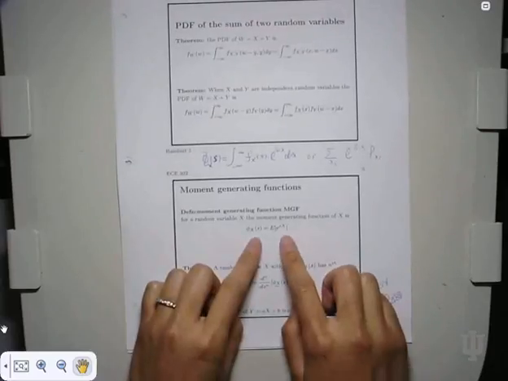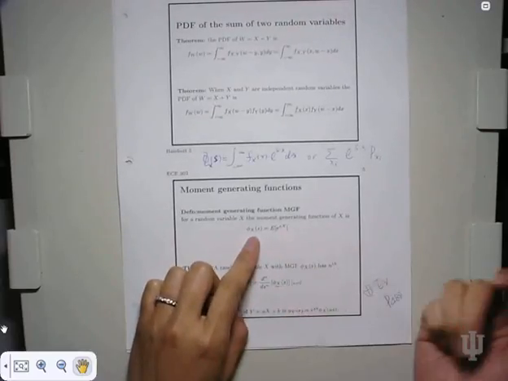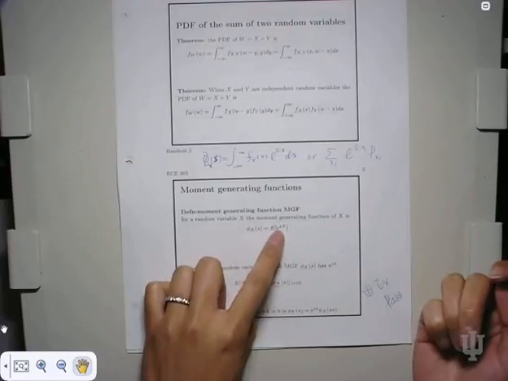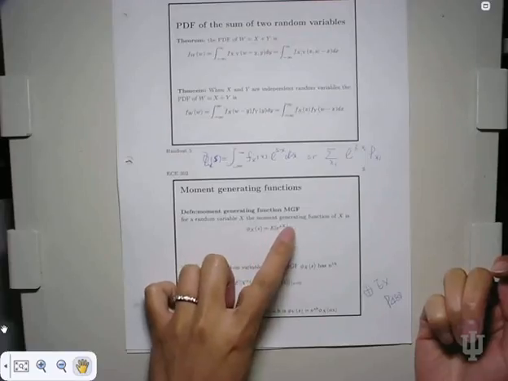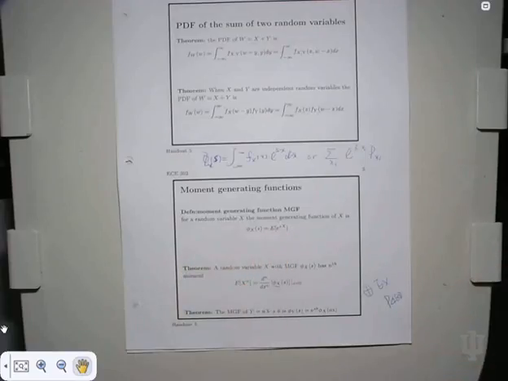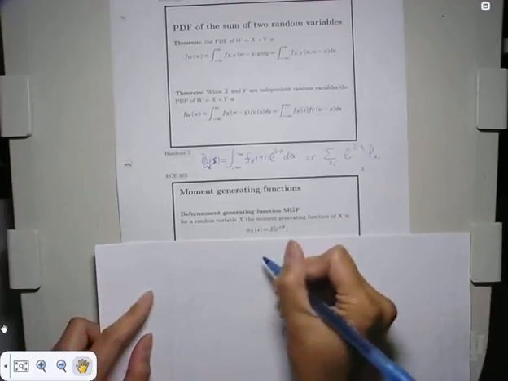So this is the definition. The moment generating function for random variable x is the expected value of e to the power sx. This s is the symbol in your Laplace transform. Okay? So you know that s equals j omega. Right? So you still remember?